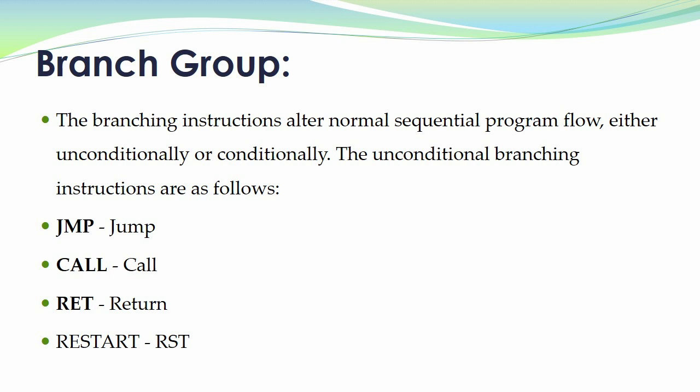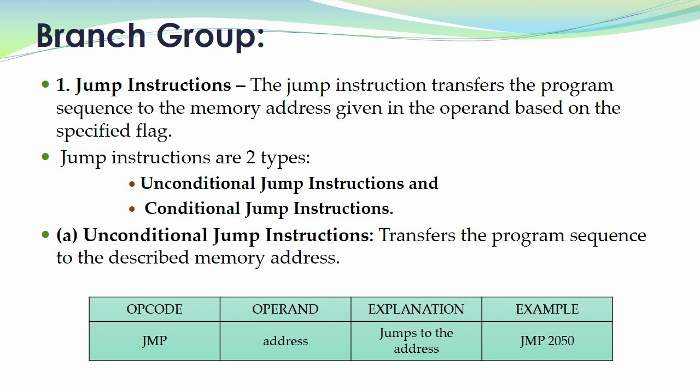The branch instructions are classified in three categories: jump instructions, call and return instructions, and restart instructions. Jump instructions. The jump instruction transfers the program sequence to the memory address given in the operand based on the specified flag. Jump instructions are of two types: unconditional jump instruction and conditional jump instruction.